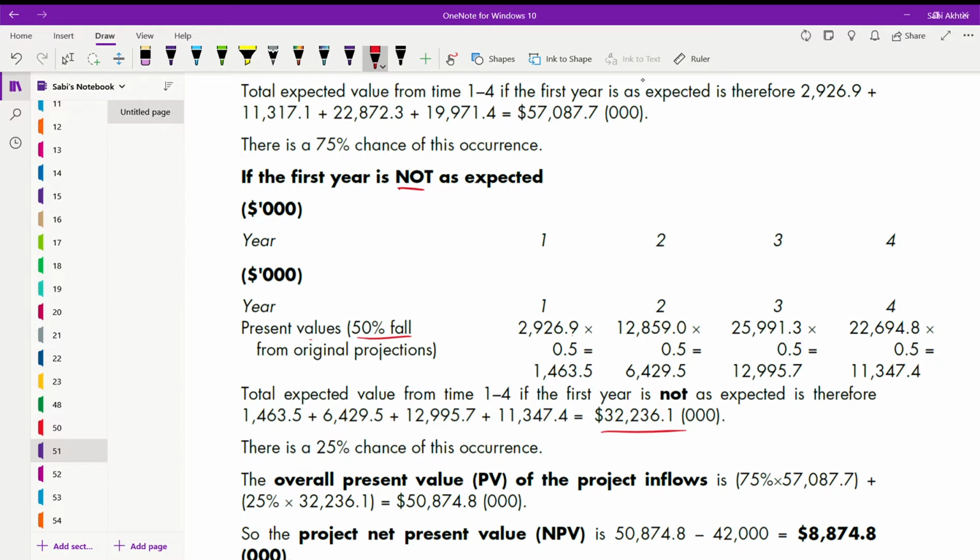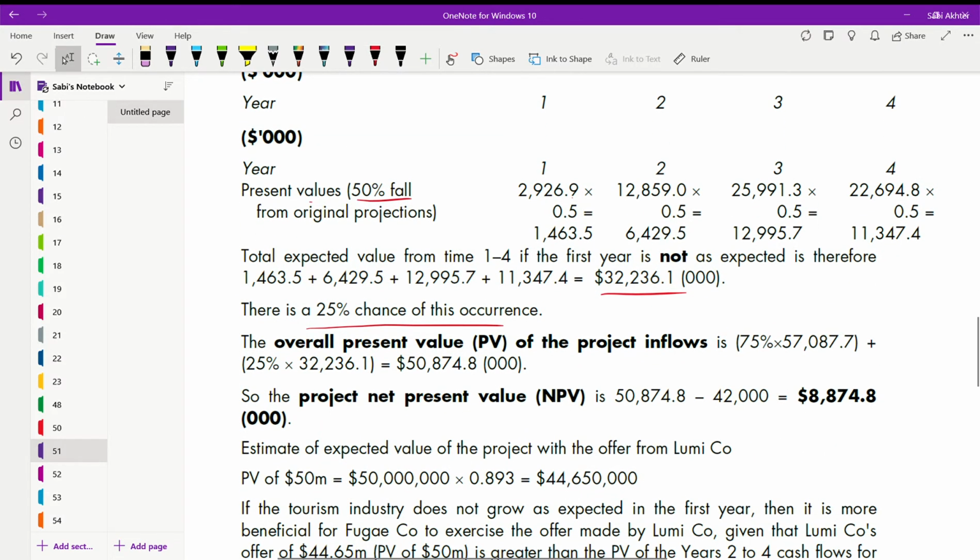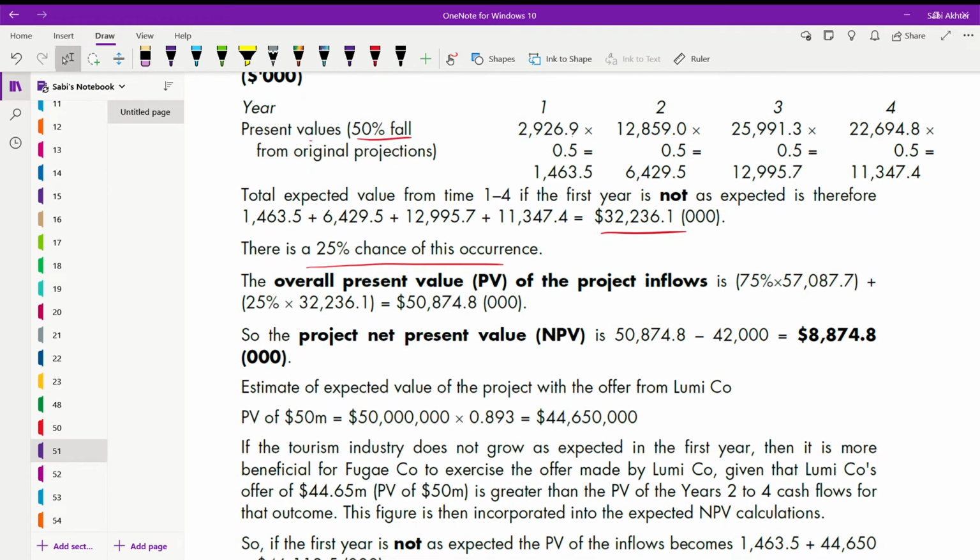There's a 25% chance of this occurrence. Exactly. 75% chance of occurrence as not expected at first year means 20% chance. So overall present value of the project inflows, you take 75% and you take 25%. Right? If 75% is not occurring as first year, 25% is occurring. Like that. So now this is your project net present value. Deduct your initial investment. This one is your project net present value. Right? That is without the offer.